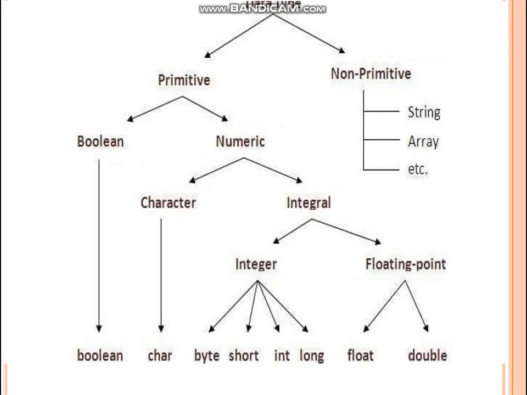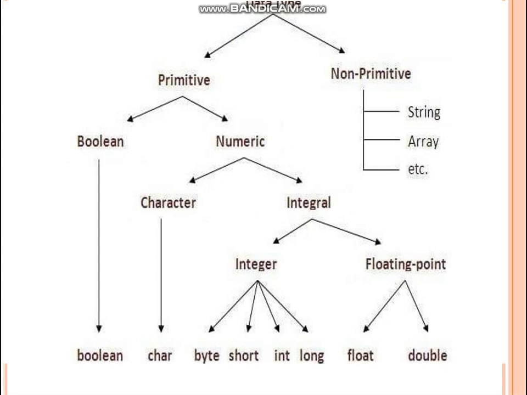So this is the structure of data types. Normally data types are classified into two types: primitive and non-primitive. In primitive we have two other types: boolean and numerical. In numerical we have two types: characters and integers. And in integers we have many types: integers and floating points.